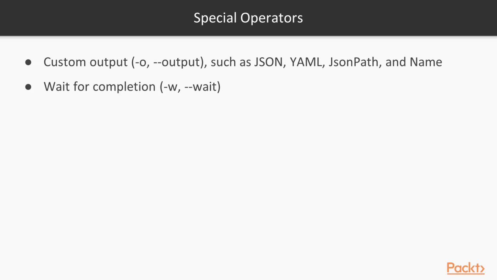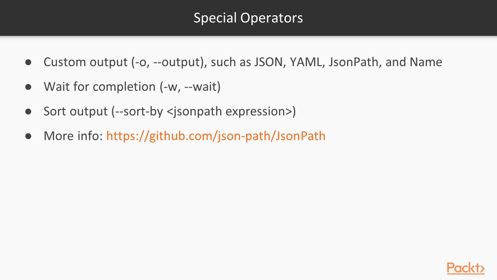Next is wait for completion, which allows you to wait until the pod or service or deployment that you're working with has completed successfully. This will refresh the screen on a regular interval until the status is updated. Another is sort output. So the --sort-by option uses a JSON path expression to sort the output of the command based on that expression. A common expression that's used is metadata.name, which is just the name of the object that you're looking for. More information about JSON path can be found on GitHub at the project's homepage.